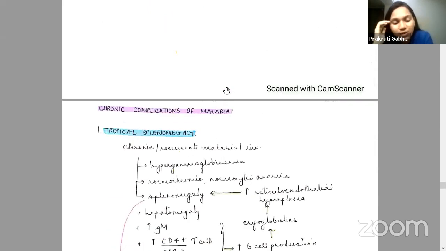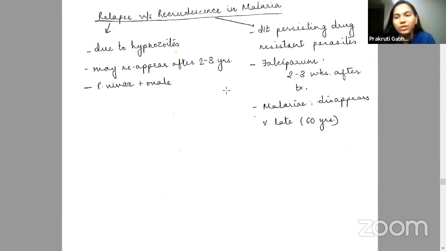So that was about the clinical features. Now we have clinical complications, but it is 11. So, and I have quite a bit to discuss.